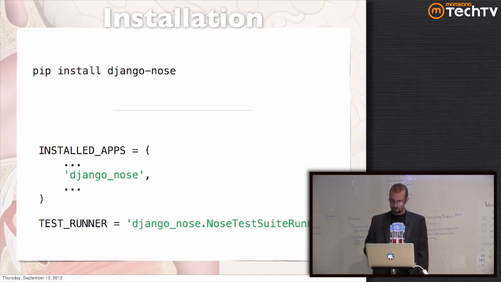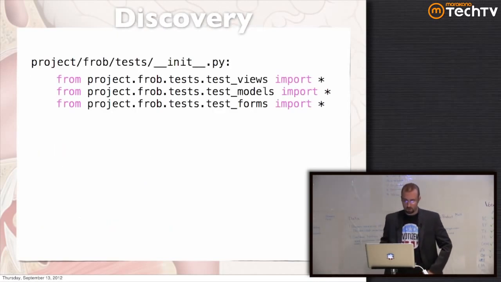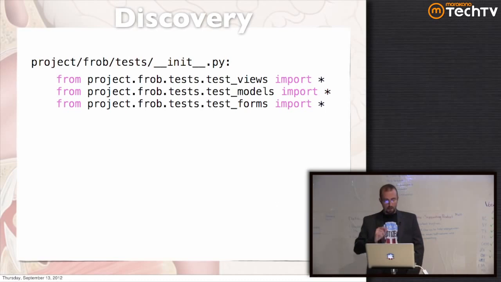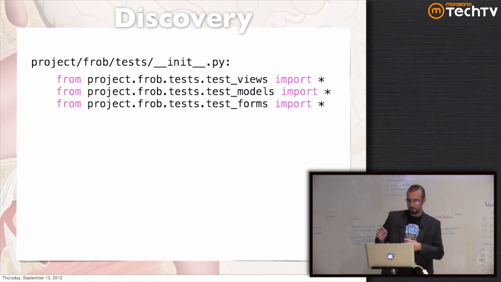Now let's see what that gets us. First of all, we have discovery. So Django's stock test runner, as we said, makes you pull everything into tests.init or tests.py.